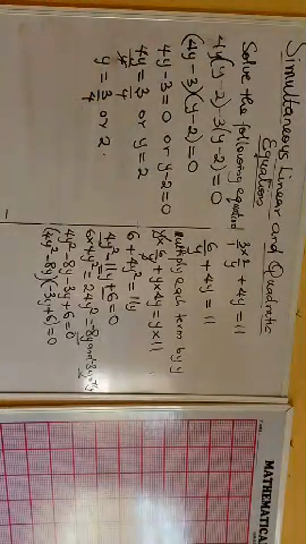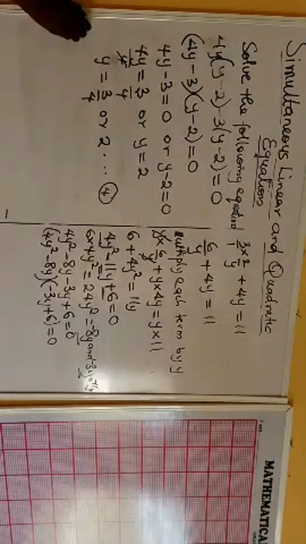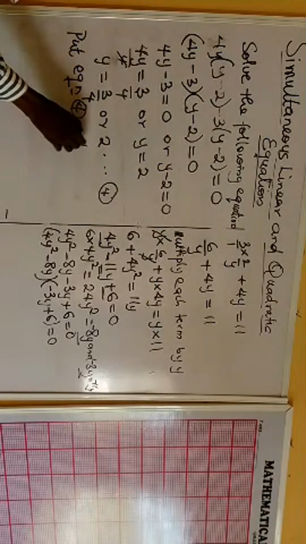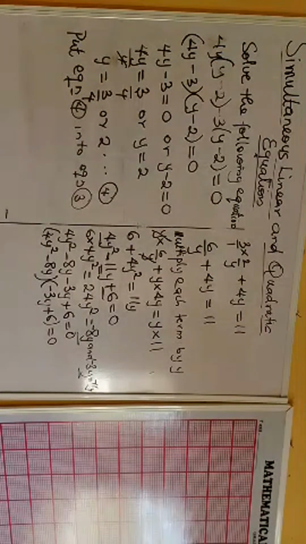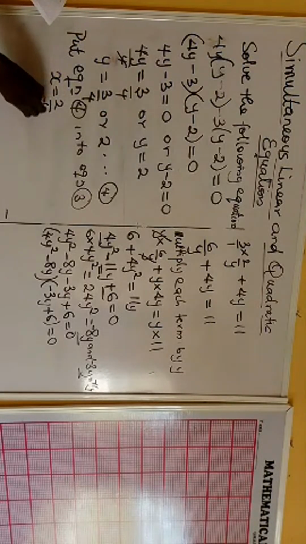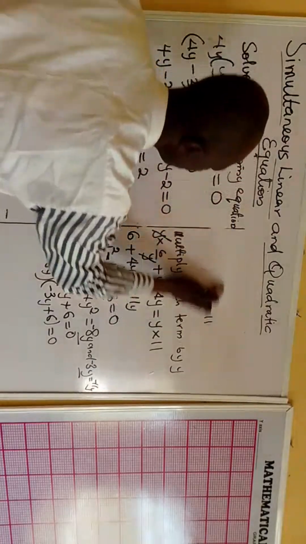Take note, I called one equation 3, let me call this equation 4. I will now put equation 4 into equation 3. And what is our equation 3? Equation 3 tells us that x is equal to 2 over y. When you scroll back, you will get it. I just cram it and store it in my memory. Equation 3 is x equals 2 over y. So let us put the values.